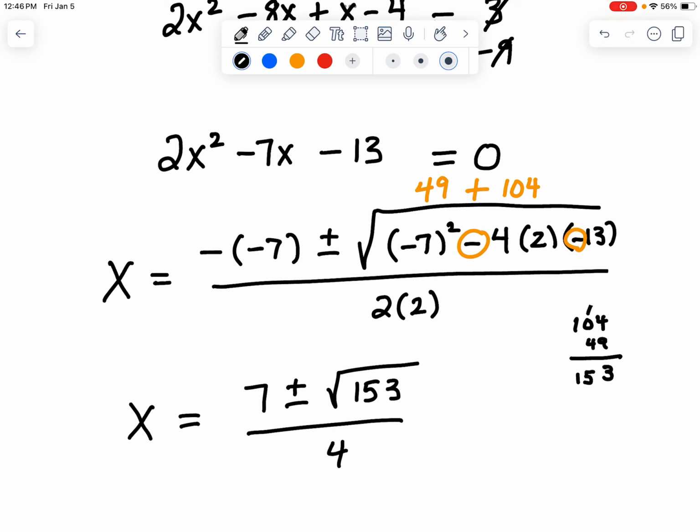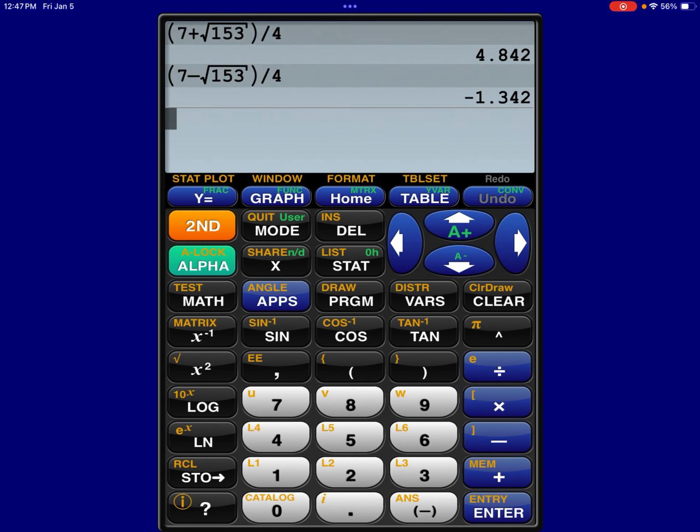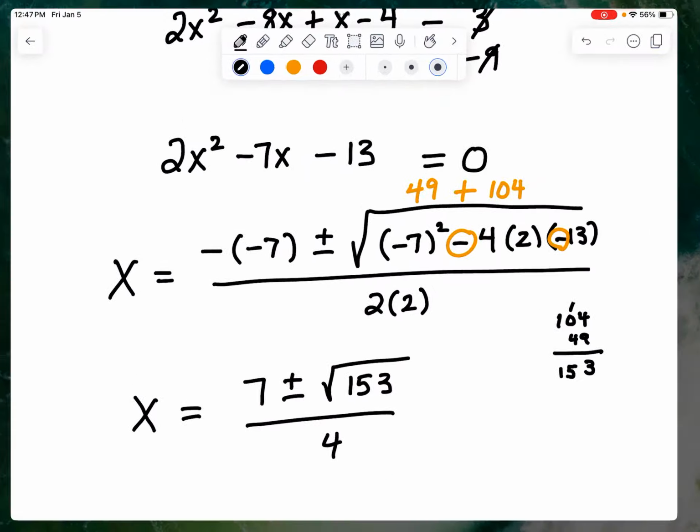Then I need to see how much this equals using the good old calculator. Erase this other stuff. So I'm going to put the numerator in parentheses, 7 plus the square root of 153, and then that gets divided by 4. So the whole thing is in parentheses, and then it gets divided by 4. So 4.842 is a possible answer. And then if I redo it with the minus, I get negative 1.342. All right, go back to the work.